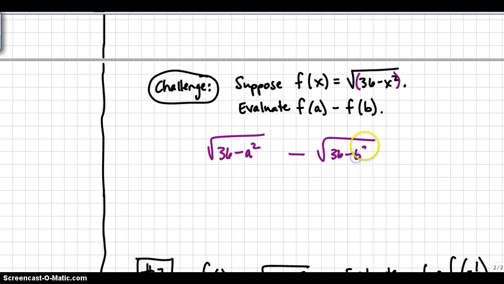36 minus b squared. Now there's not a whole lot that we can do with this question because we don't know the value of a and b. So we can't really evaluate here. We can simply only go this far, and that's our answer.